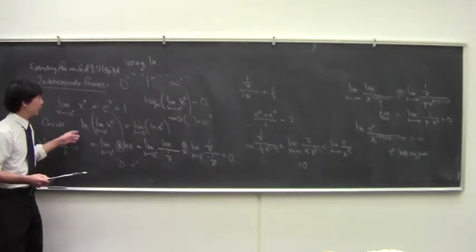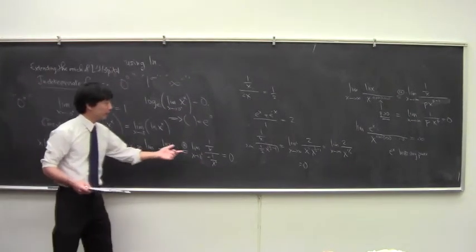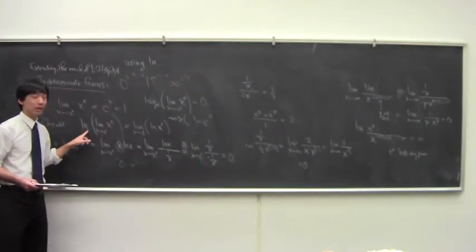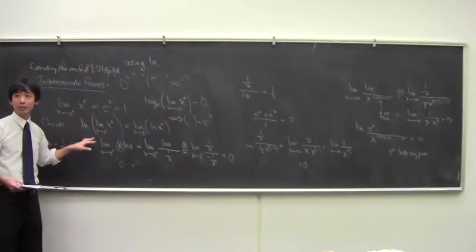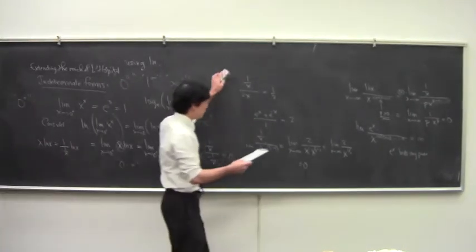Okay. So watch out for that last step, because people often forget to do that last step. They calculate to here and they say, oh, it's 0, and they write 0 here. But what you calculated here was not the limit, but the natural log of the limit.